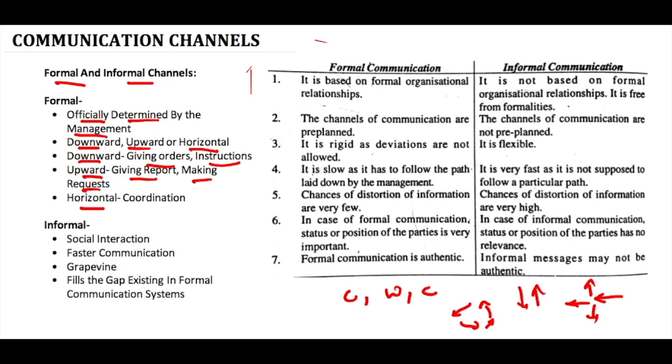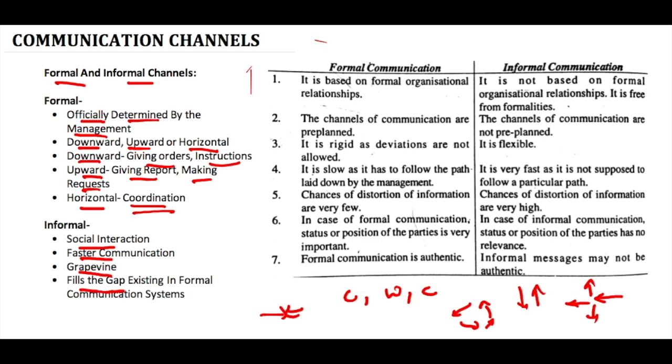And in a horizontal communication, in formal channel of communication, the purpose is coordination. So if I'm talking with my colleagues, I'm trying to coordinate with them, whether it's about talking about a project or about certain other things. The purpose is to coordinate with your colleagues. In an informal communication channel, on the other hand, the purpose is social interaction. It's faster communication than a formal channel of communication, and grapevine is the primary channel of informal communication.